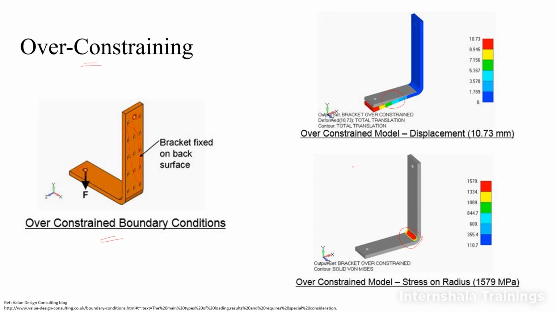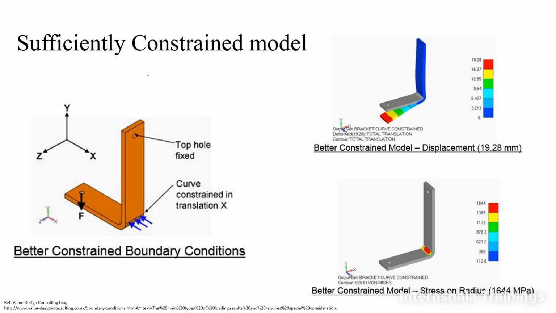Now the third condition is nothing but sufficiently constrained model, and this is what we need to target. Whatever the model we are going to do, we need to create a sufficiently constrained model. We should not create an over constrained model or under constrained model. You need to remember that.